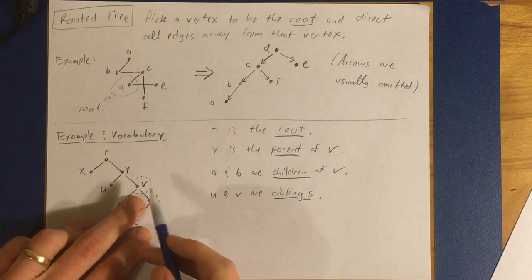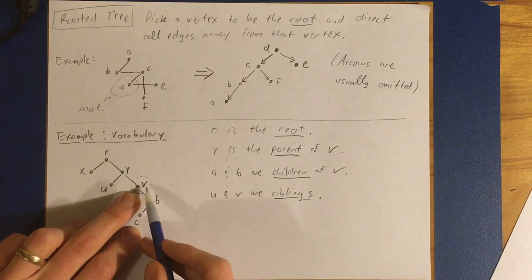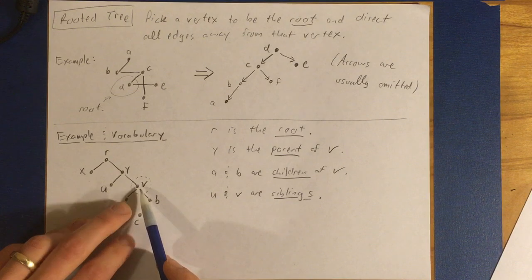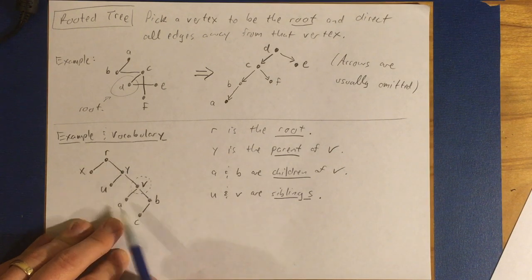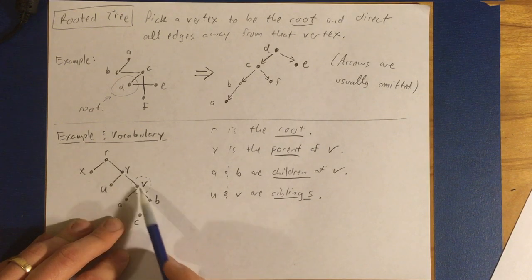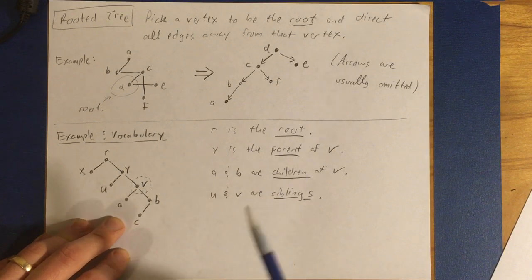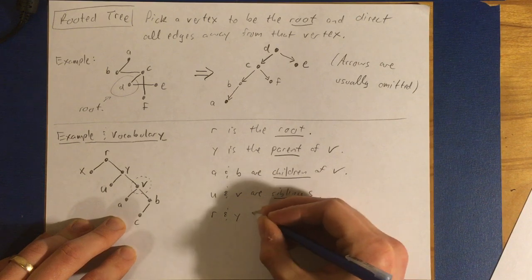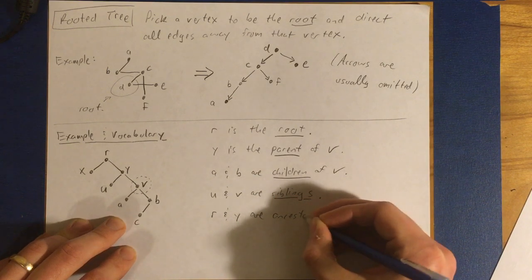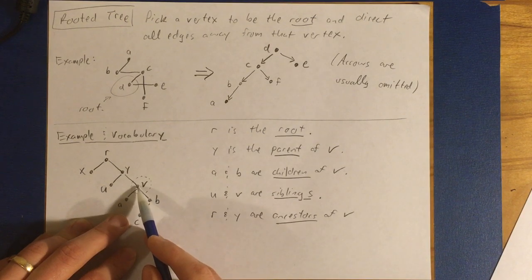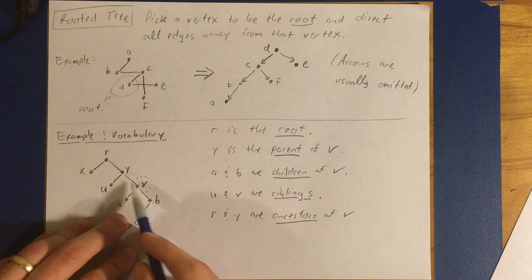ancestors and descendants. So ancestors of V would be any vertex which is in the path from the root to V. There's always going to be a path to any vertex in the tree coming from the root. That is something you can guarantee. There'll always be a path from the root. And vertices along that path are ancestors. So in this case, R and Y are ancestors of V.